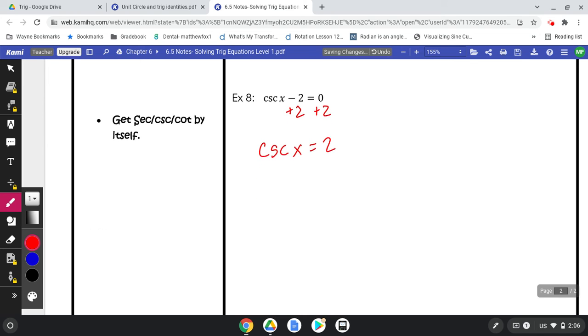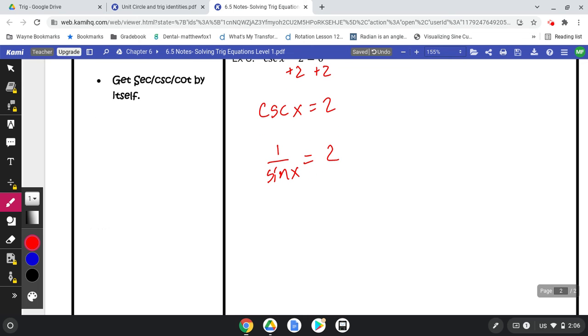At this point, we can rewrite cosecant. That's not in our unit circle, so we need to rewrite it in terms of either sine, cosine, or tangent. So cosecant of x is going to be 1 over sine of x. Also, I forgot to mention, I used x here. I used theta on the front side. It's just a variable. It could be y, it could be z, it could be b, it could be a squiggle. It's just a variable. Okay, so 1 over the sine of x equals 2.